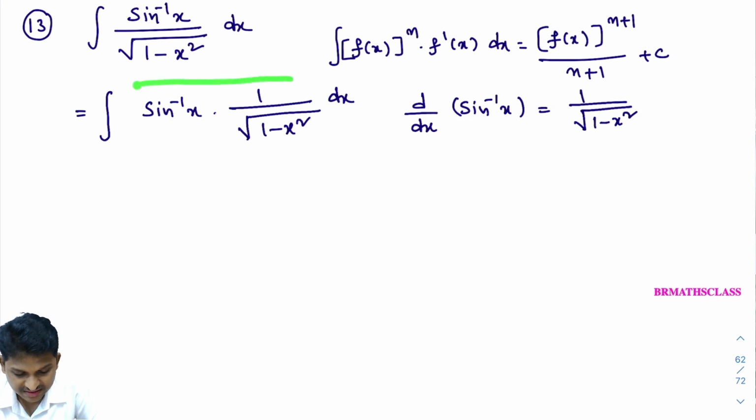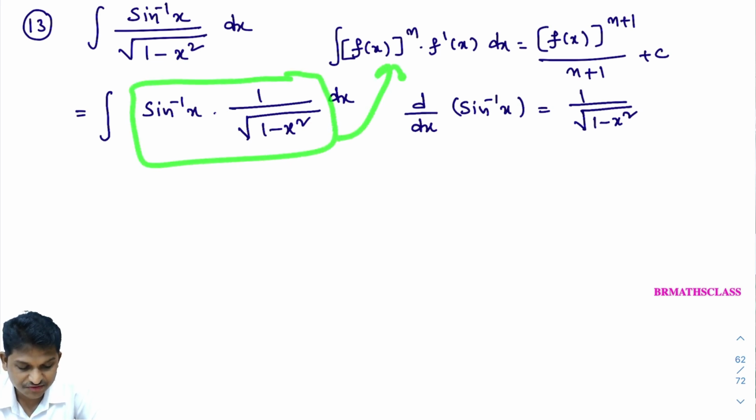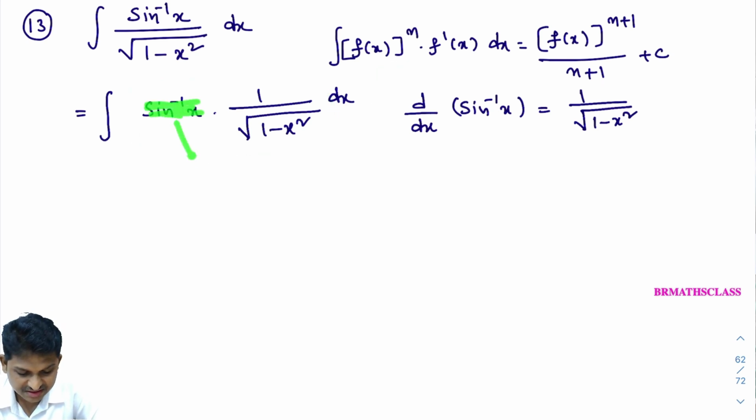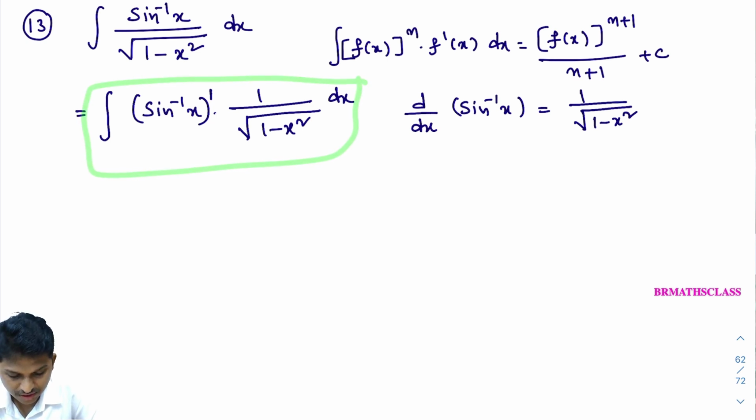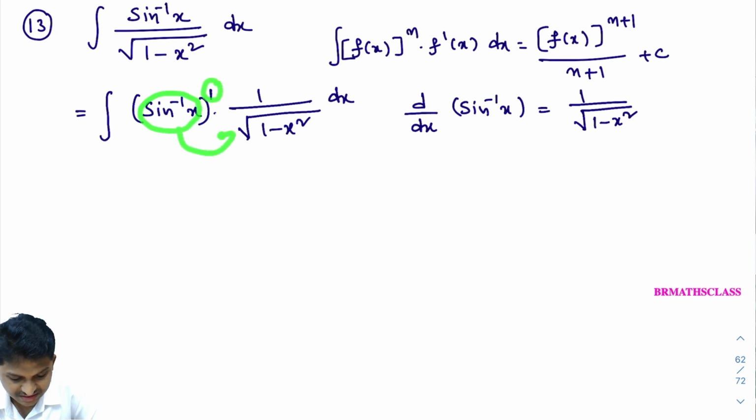Now the point is, is this question of this form: f of x whole power n into f dash of x dx? Look here, the derivative of sin inverse x is 1 divided by root over 1 minus x square. But what is n here? I can write this sin inverse x as sin inverse x whole power 1. So this is of the form integral of f of x whole power n into f dash of x dx, where sin inverse x is f of x.